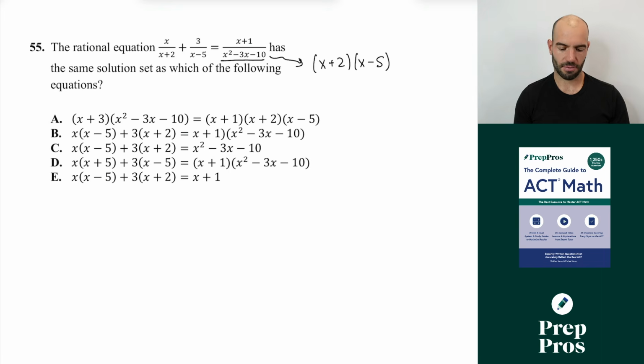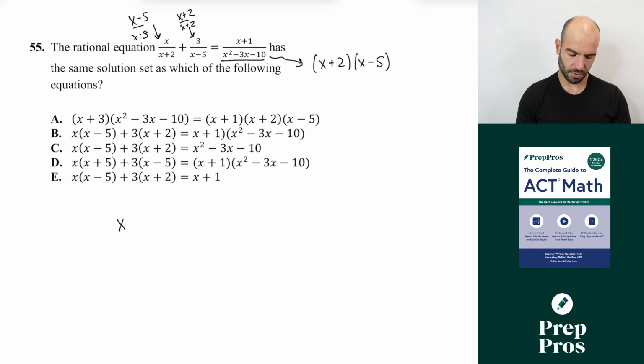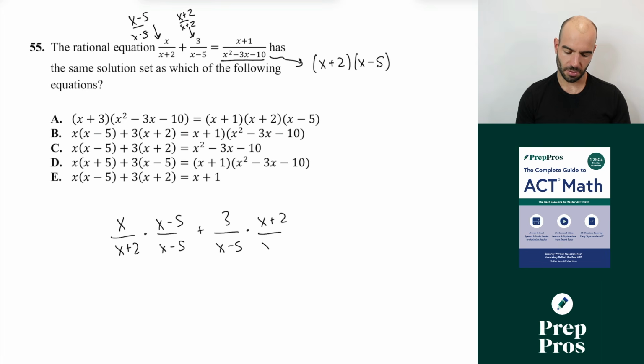So to make these all have a common denominator, I can multiply my first value here by x minus 5 on top and on bottom of the fraction, and this one by x plus 2 on top and on bottom. And I'll write this out. So we have x over x plus 2. We have to multiply this by x minus 5 on top and on bottom. And then we have 3 over x minus 5. I have to multiply this by x plus 2 on top and on bottom.